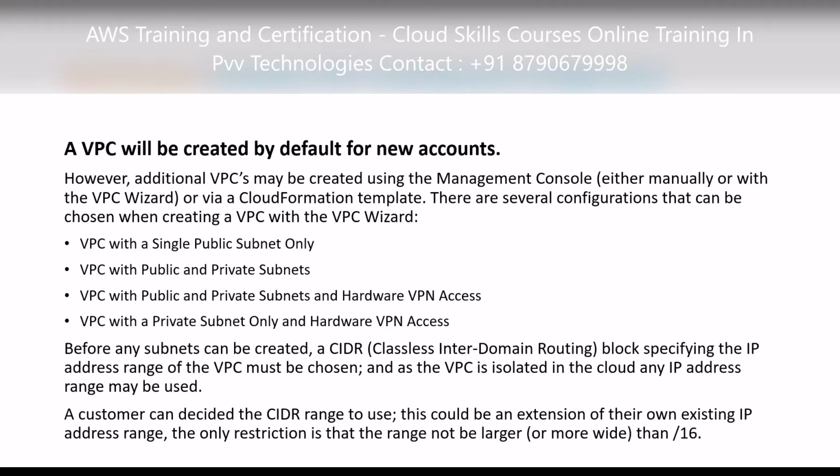As I said, you can create a VPC with a single public subnet only, or you can create public and private subnets, or public and private subnets with hardware VPN access, or private subnets only with hardware VPN. These are the options available in creating a VPC, which we'll see in the lab session. Hope you will understand there, rather than getting into much theory on this.